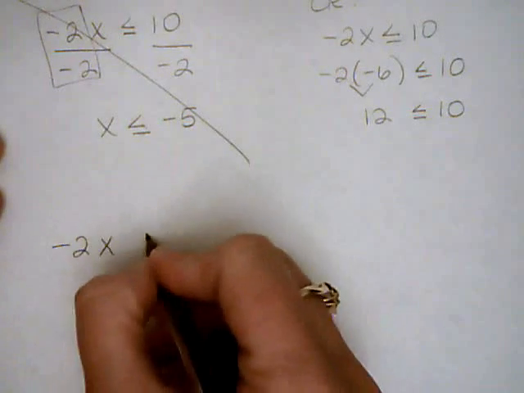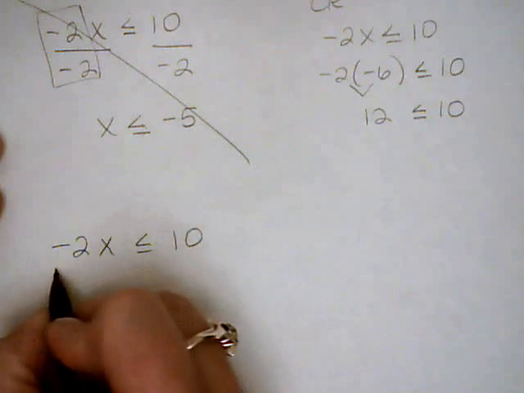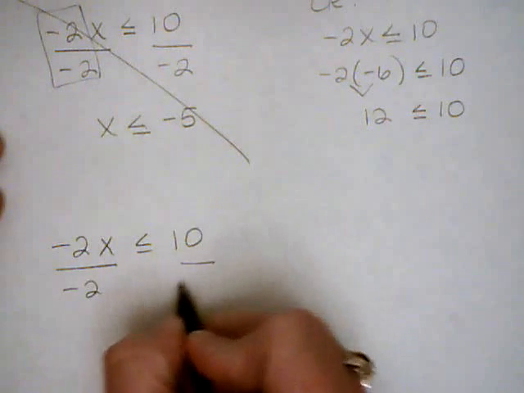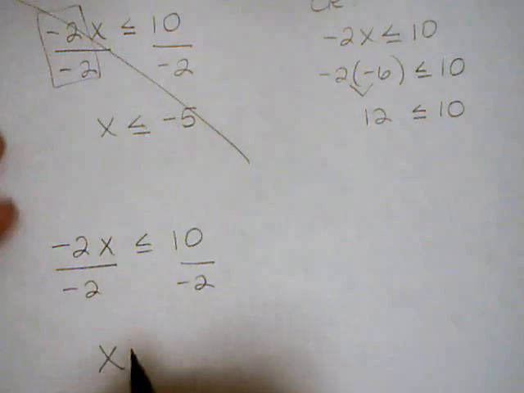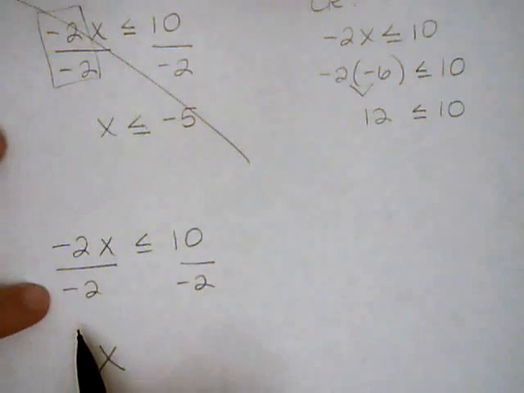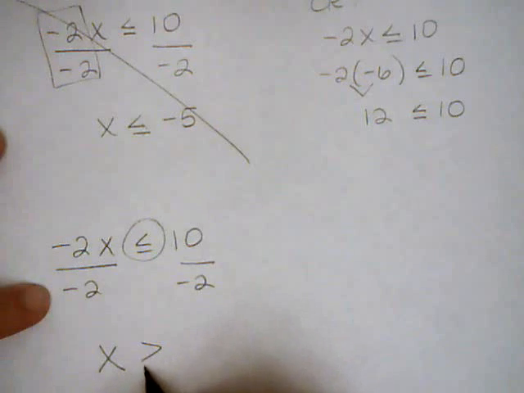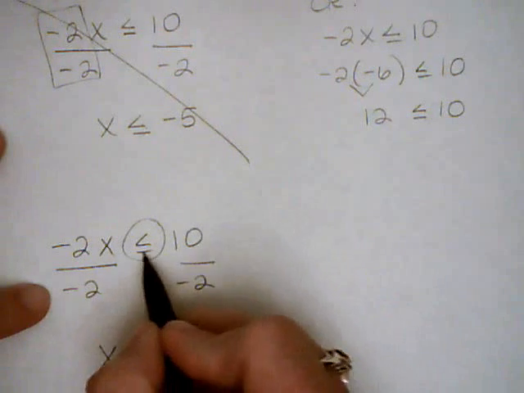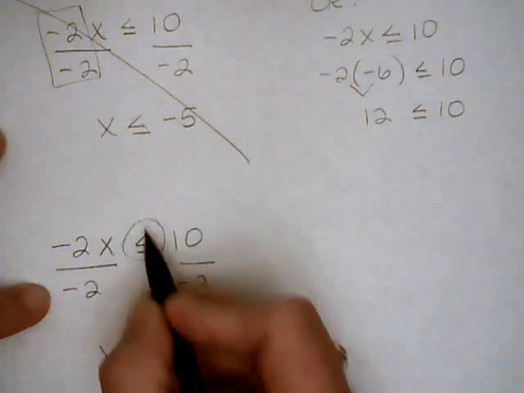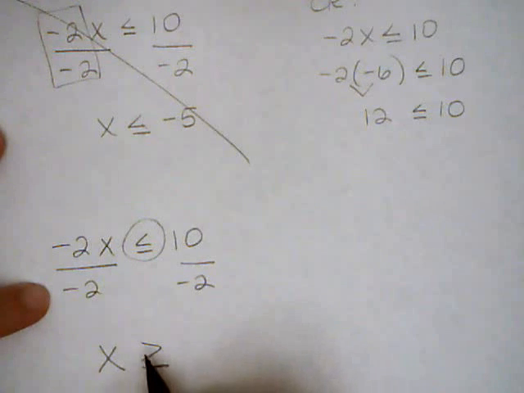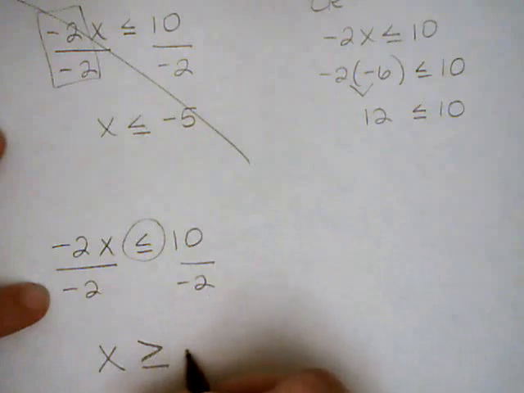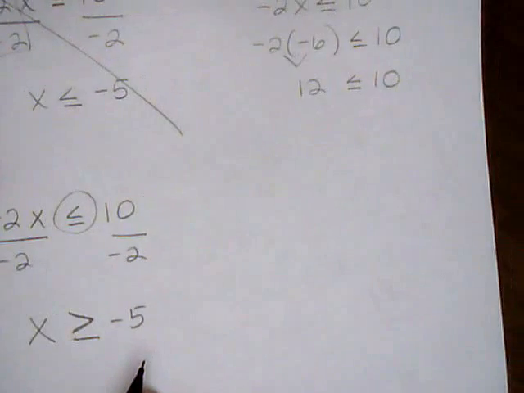Negative 2x less than or equal to 10. I'm going to divide by negative 2. And any time that you divide by a negative, you've got to reverse or flip this inequality sign. It keeps the "or equal to" if it's in the problem, but I just flip the direction that this is pointing in. And so I get x is greater than or equal to negative 5.